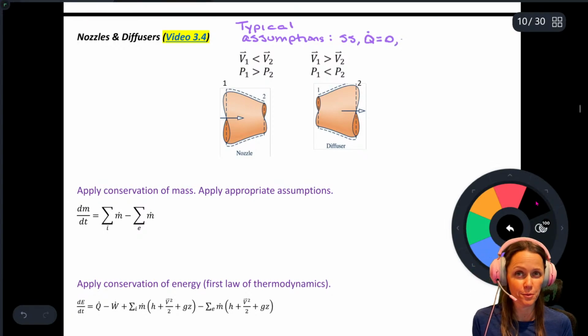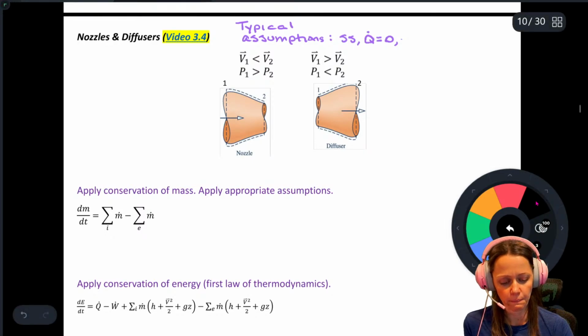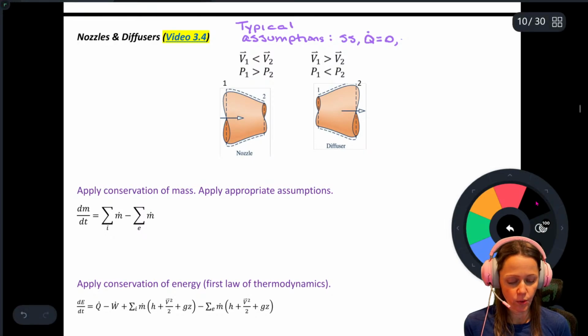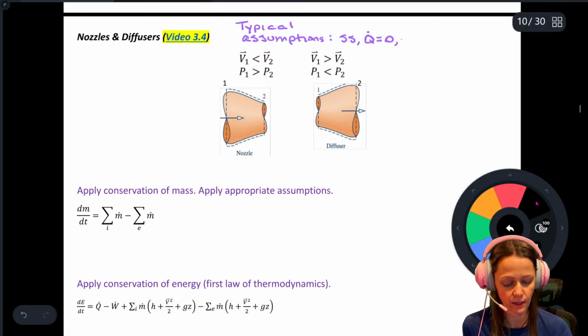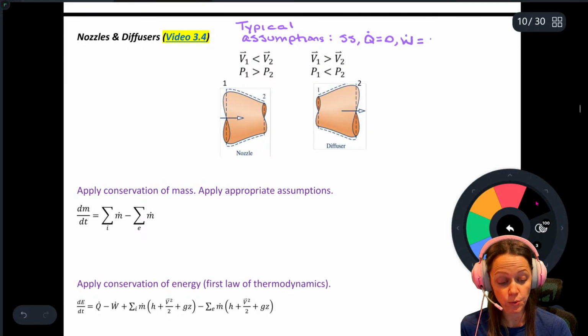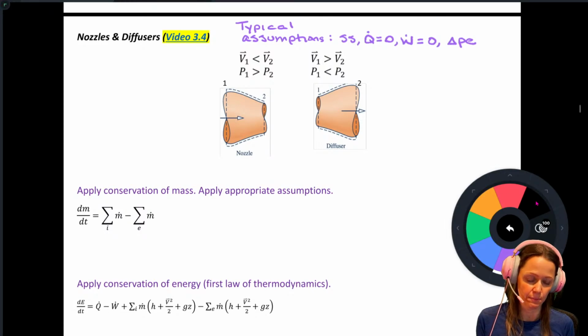So unless the problem specifically says something about heat transfer, we will work a problem today where it asks us to find the heat transfer for a nozzle. In that case, you wouldn't want to ignore it. But typically, unless otherwise specified, go ahead and say Q dot is equal to 0. There's no power generated or required within that control volume, and there are negligible changes in potential energy. Definitely changes in kinetic energy, but not potential energy.